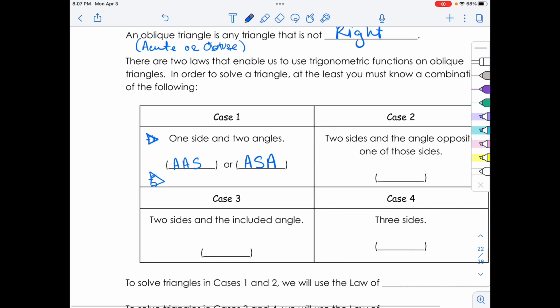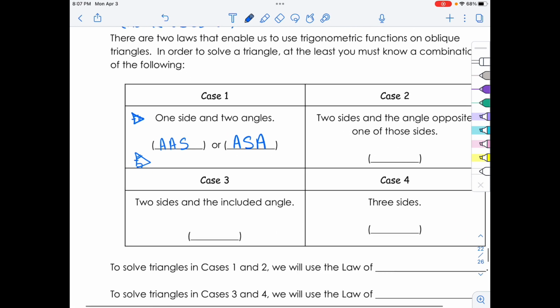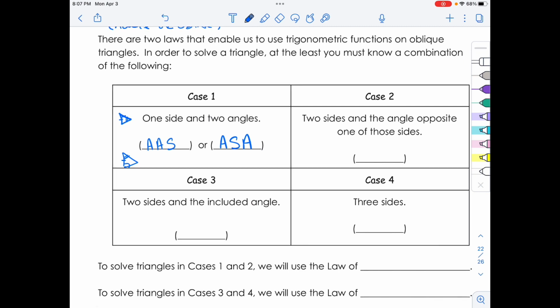I'm going to skip case 2 and come back to that one. In case 3, you could have two sides and the included angle. So side, angle, side. Another one of our geometry theorems. And you could also have case 4, all three sides. If you know the measures of all three sides, we can use this to find the angles, and that would be side, side, side.